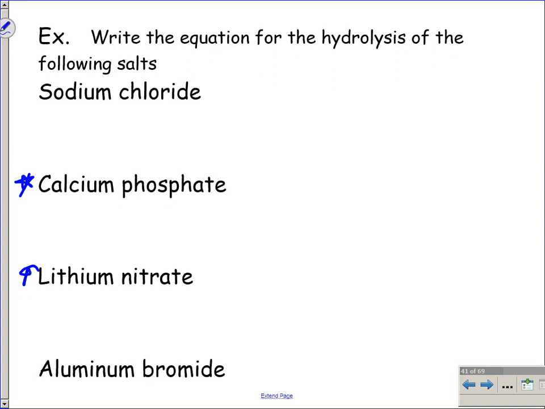Try to refrain from using your polyatomic ion list unless you absolutely need to. You should still have those in your brain. You cannot always depend that you'll have those in your brain.